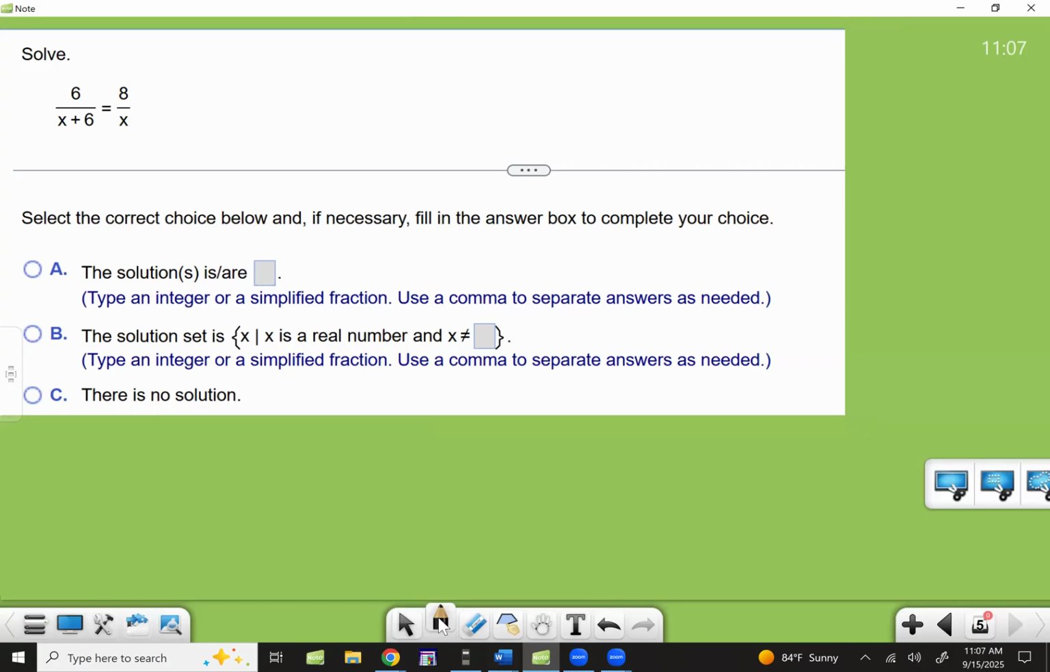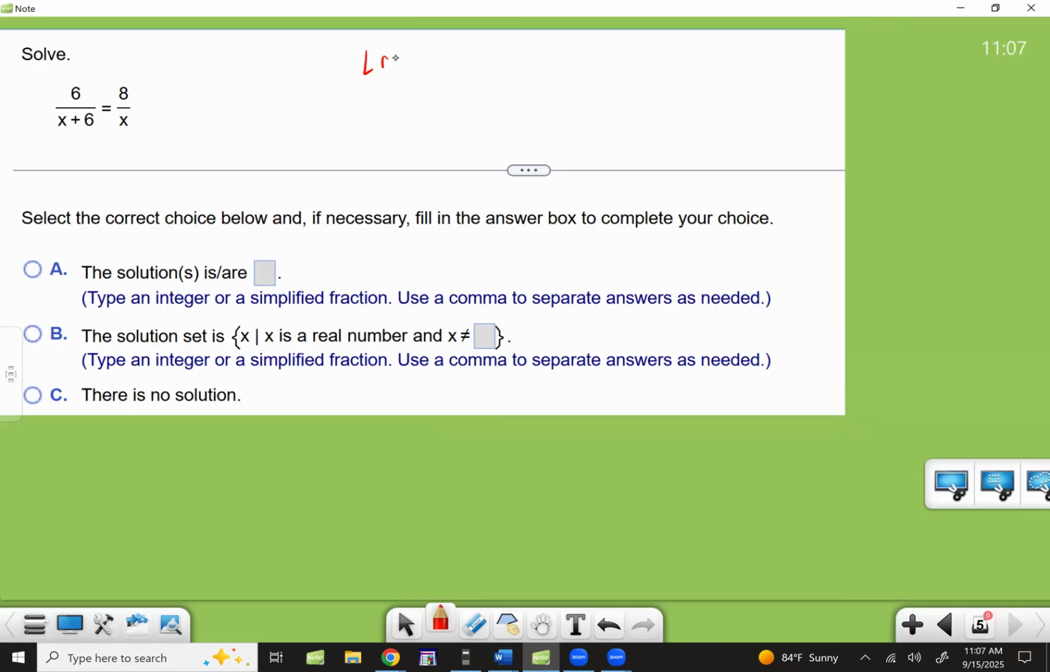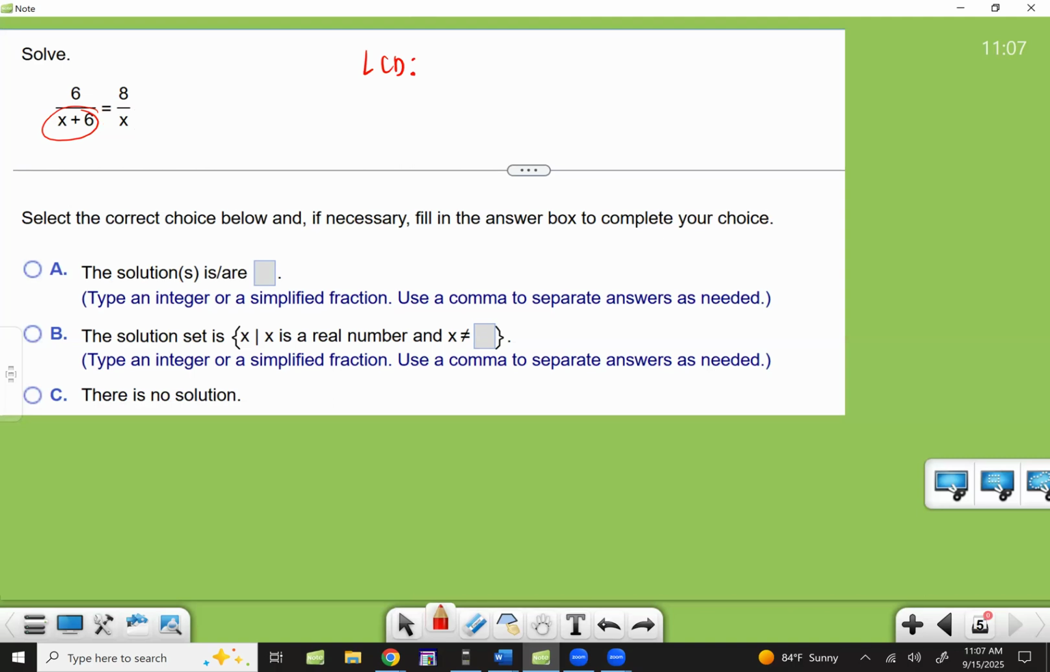All right, so for this one, there's lots of ways to do this. You can just cross multiply because it is a proportion. But I'm going to do it in the spirit of how we've been doing it in class, in case you're given something that's not a proportion. So we've been getting rid of the fractions by multiplying by the LCD. So our least common denominator is going to be x and an x plus 6.